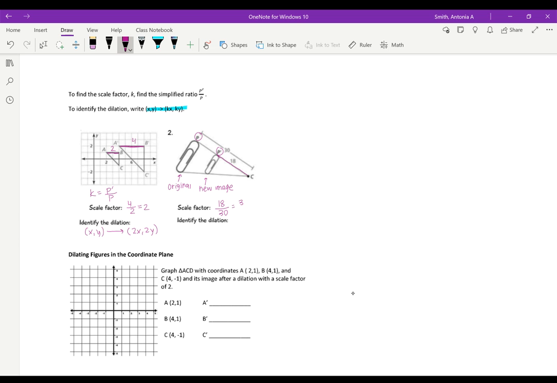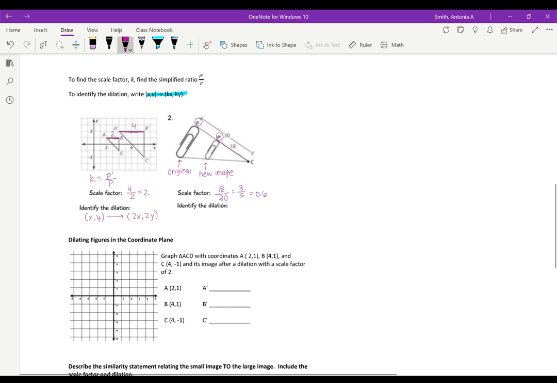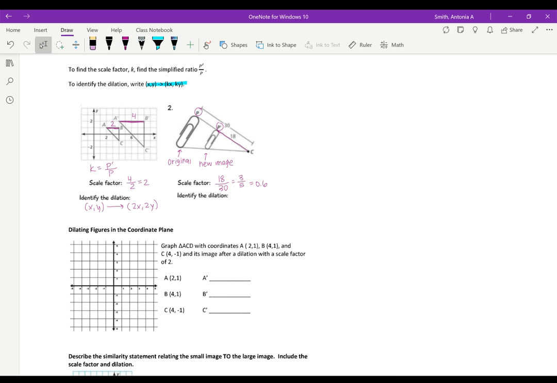So this is 3/5. We could also write that as a decimal, 0.6. So again, that's stuff we've already been doing, finding the ratio of our sides.